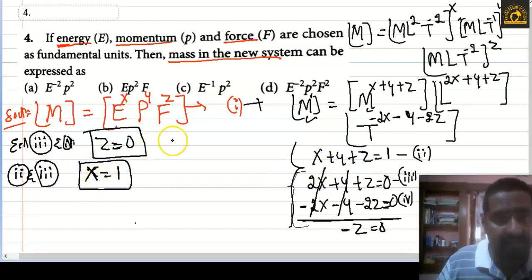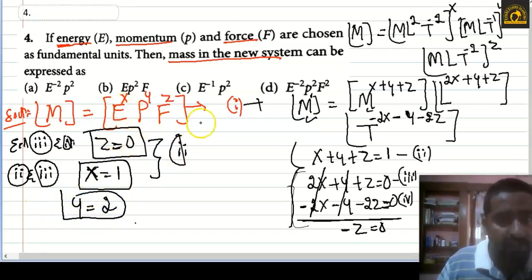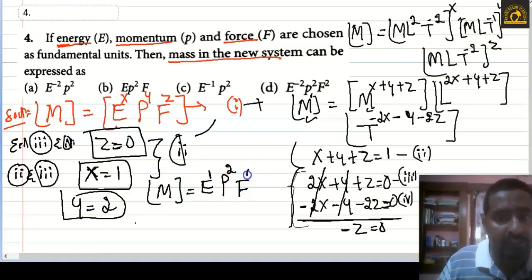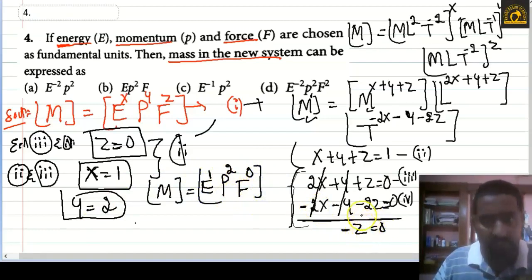Then put the x and z values in equation number 2. So then y is equal to 2. So now put the x, y, z values in equation 1, then m, that is e to the power of 1, p to the power of 2, then f to the power of z, that is 0. So z is equal to 0, then x is equal to minus 1, sorry, minus 1. So this is a minus 1.